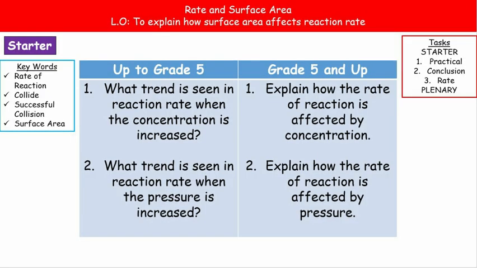So what we're going to be doing in today's triple chemistry lesson is having a look at the effect of surface area on the rate of the reaction. To start us off then, we've got a couple of questions. Those of you with target grades up to a grade 5, it's the 2 on the left. Those of you with target grades over a grade 5, it's the 2 on the right. Answer those questions in your book for me. I'll just give you about 3 minutes to do that.